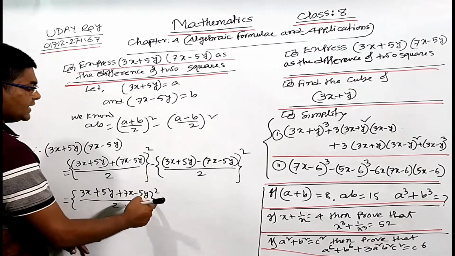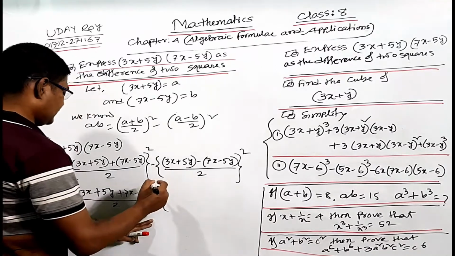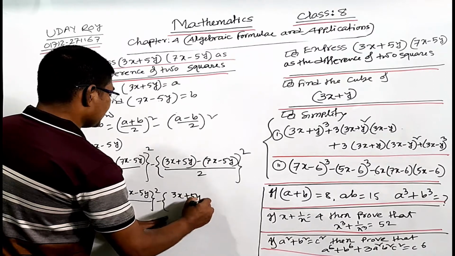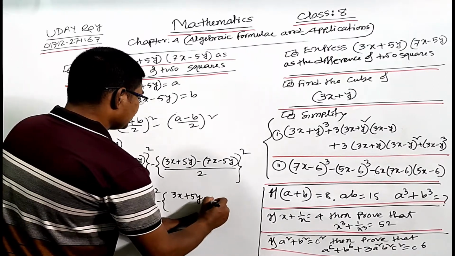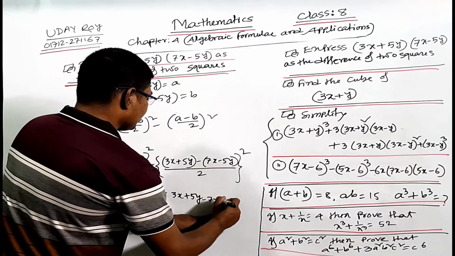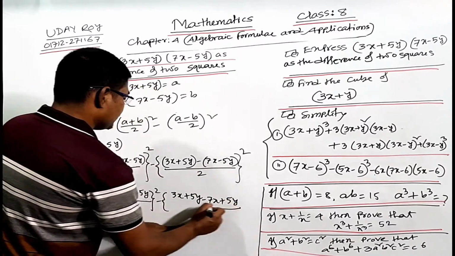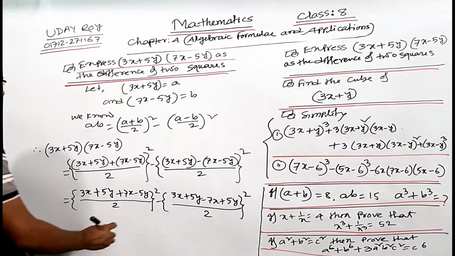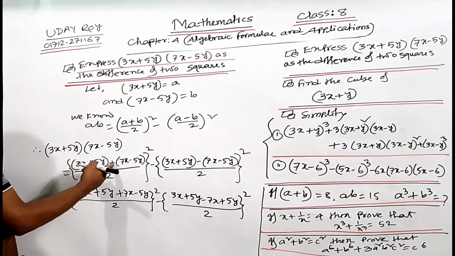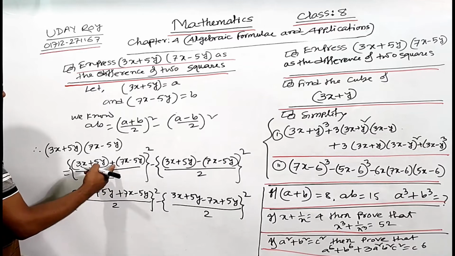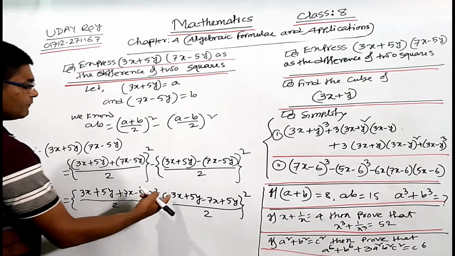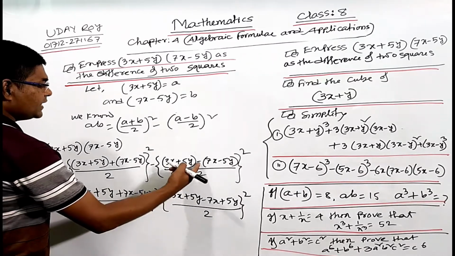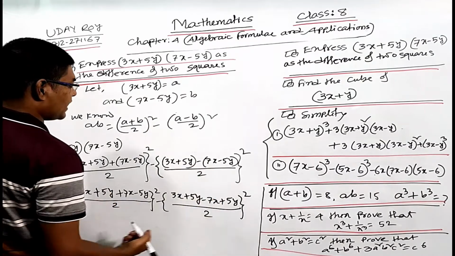Now here is minus, here is minus. Come back. Here is 3x plus 5y minus, plus a minus into plus, minus minus, minus plus 5y divided by 2. Now already we have got plus into plus 7x, plus into minus 5y, and here is minus (3x plus 5y) minus 7x minus plus 5y.